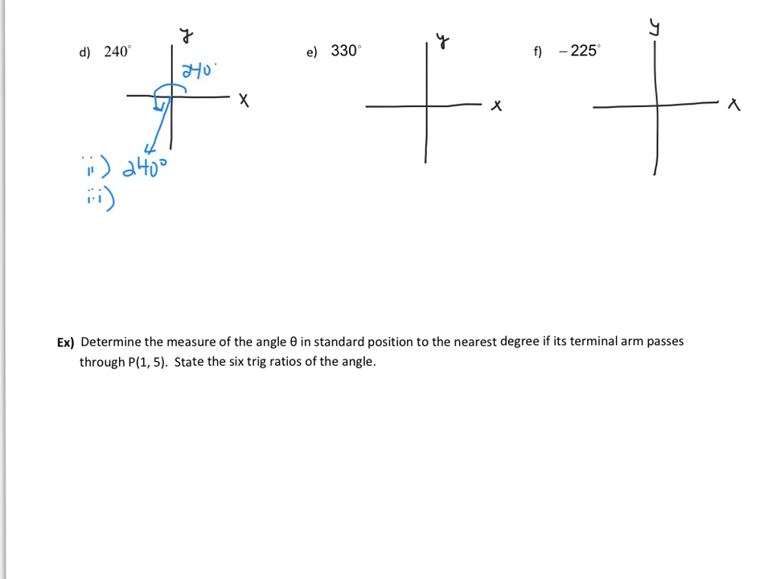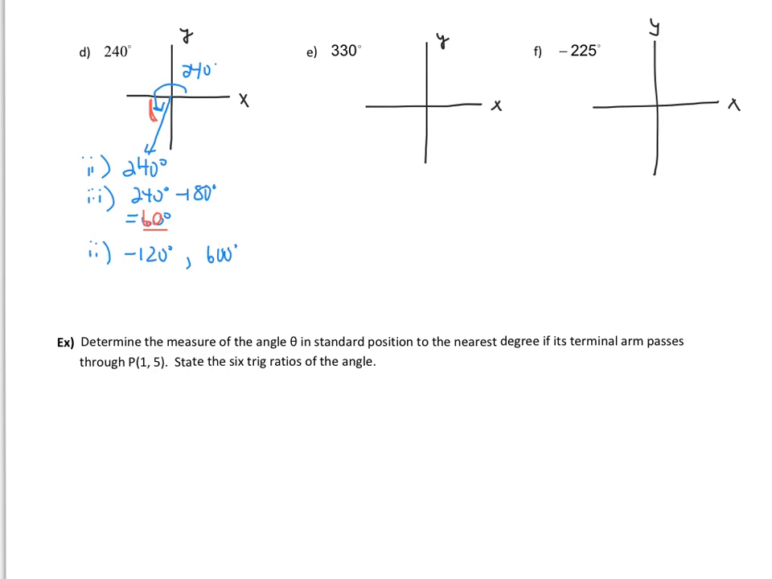Our related acute angle, as I said, I took 240 and subtracted 180 degrees from it to see what was there, and that gave me 60 degrees. So my related acute angle is this angle in here, my 60-degree angle. Just rewrite that in red. If I want coterminal angles, I can take that 240 and subtract 360, and I get negative 120 degrees. If I take 240 and add 360 to it, I get 600 degrees.